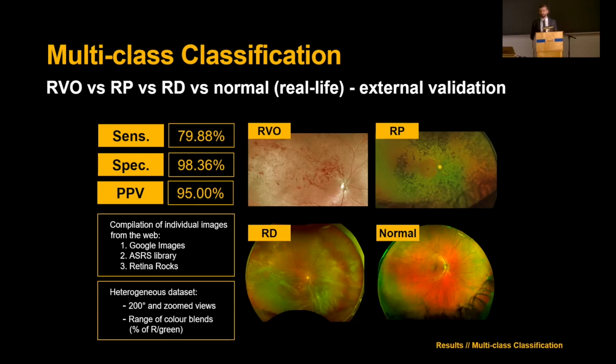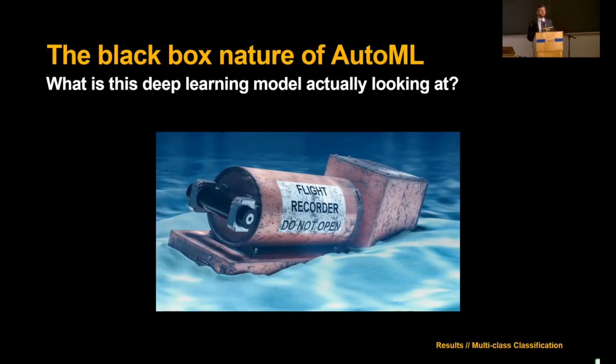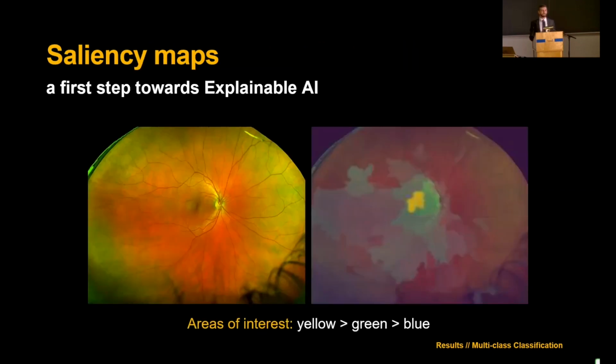This is great, but the main question and the main limitation towards clinical acceptance of AI models is the black box nature of artificial intelligence. What is this deep learning model actually looking at? And this is even more true in the case of AutoML, because we have very little insight into the model architecture because we're not writing any line of code. And for the first time with AutoML, we're able to show you heat maps, saliency maps, highlighting the areas of interest based on which the model made its prediction. This is a first step towards explainable AI that makes sense.